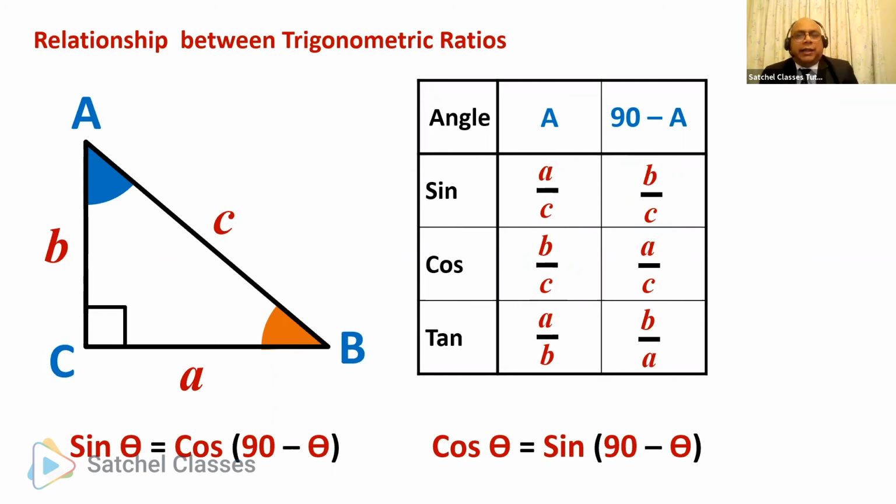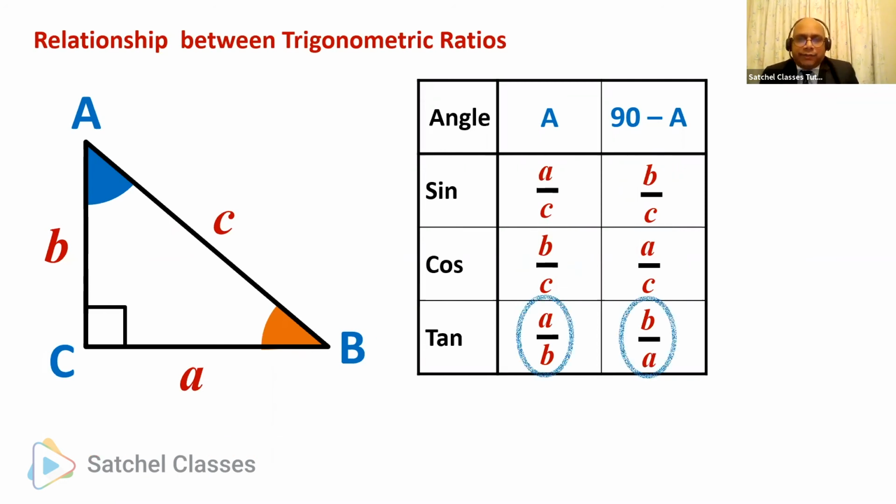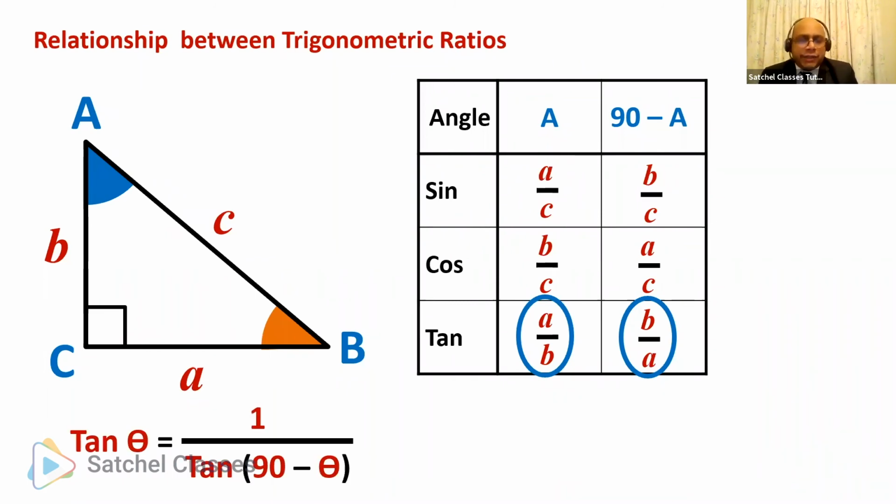Okay, let's get to some other relationship now. What do you observe in case of a tan? You'll realize that tan of any angle is the reciprocal of tan of 90 minus that angle, right? A over B, B over A. So tan of theta is the same as 1 over tan of 90 minus theta. An alternate way of saying this is the product of tan theta and tan 90 minus theta will always be 1.